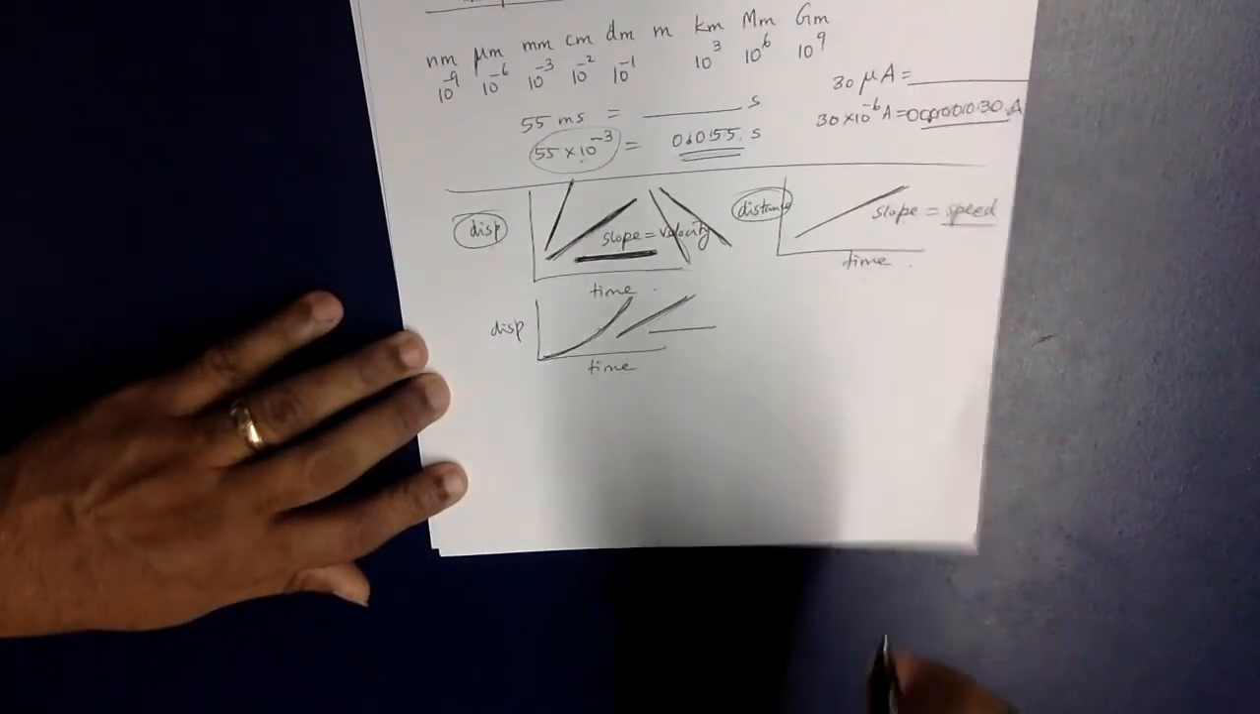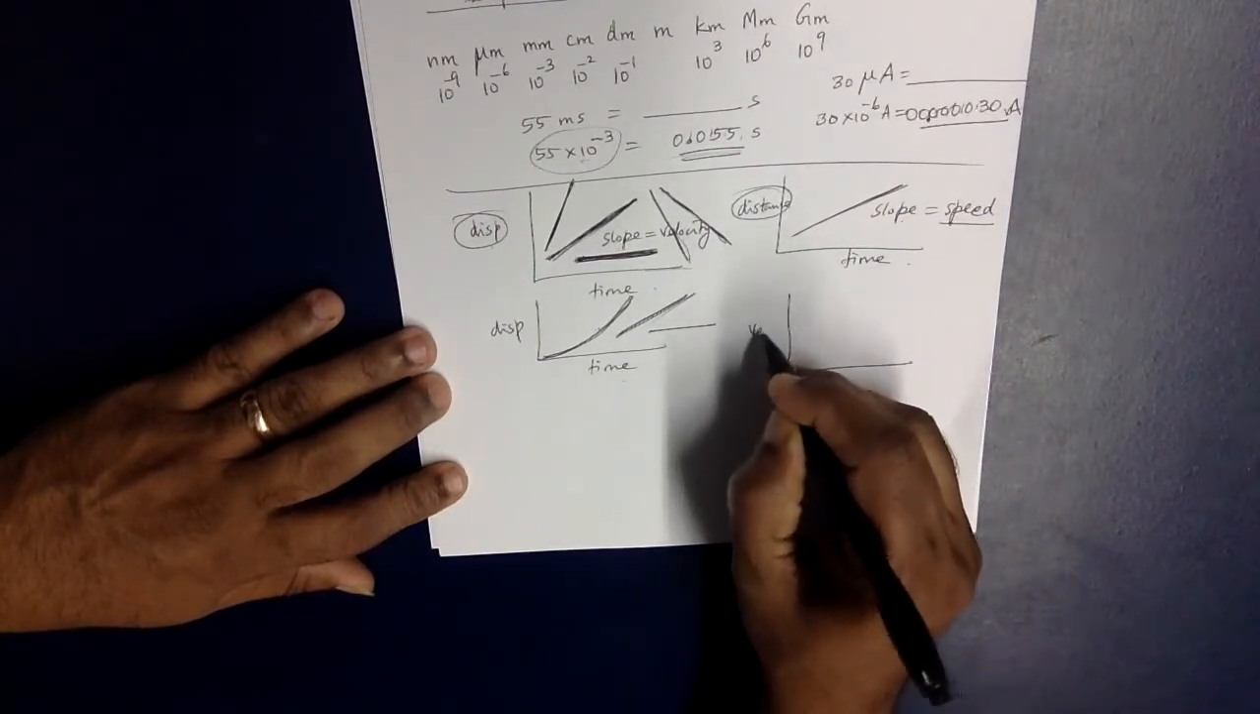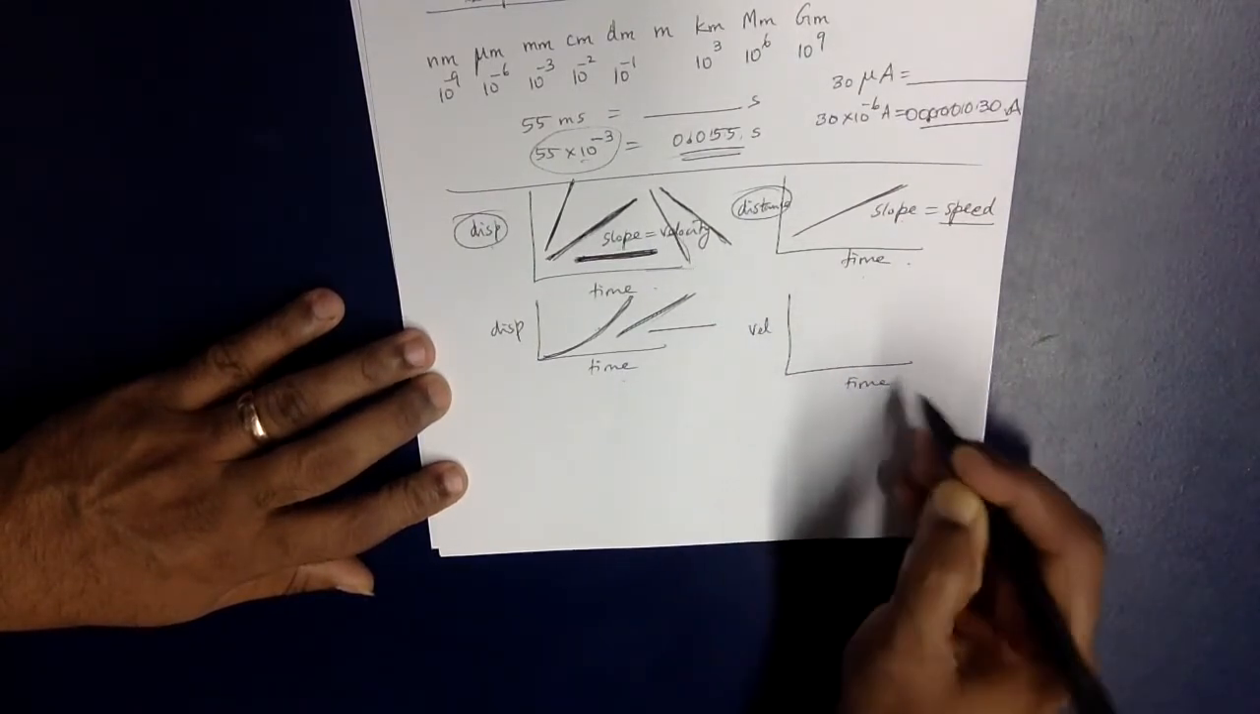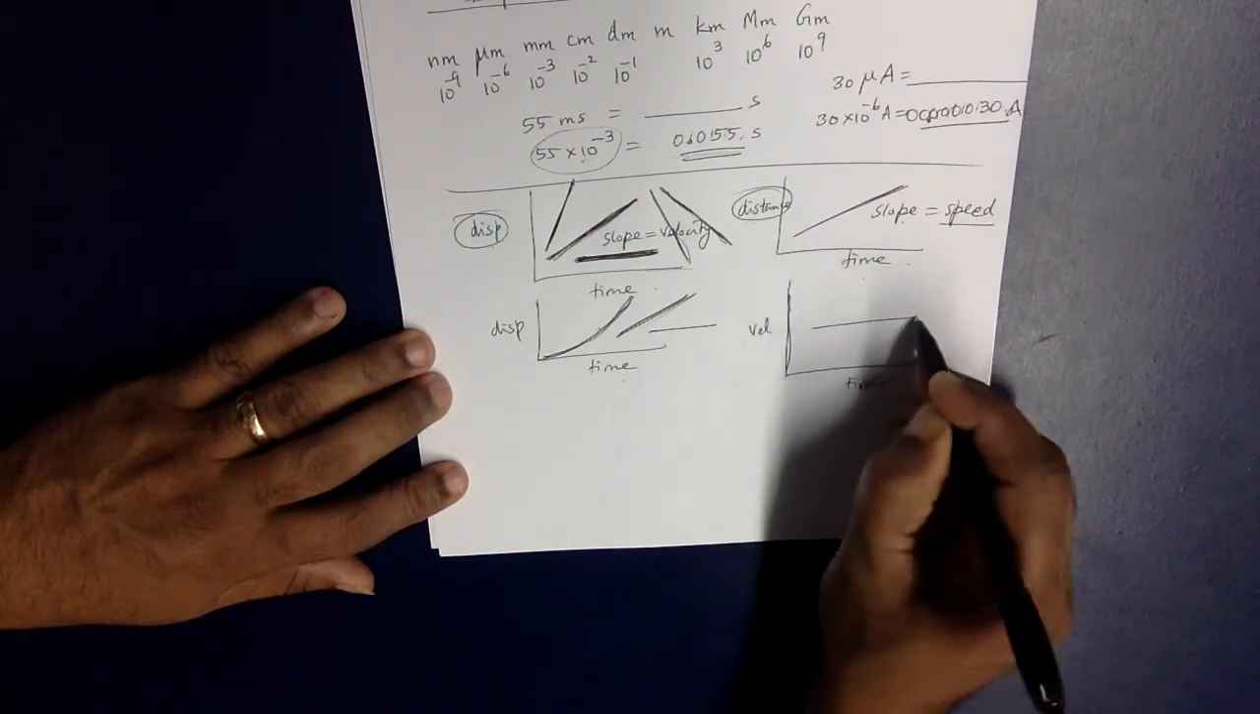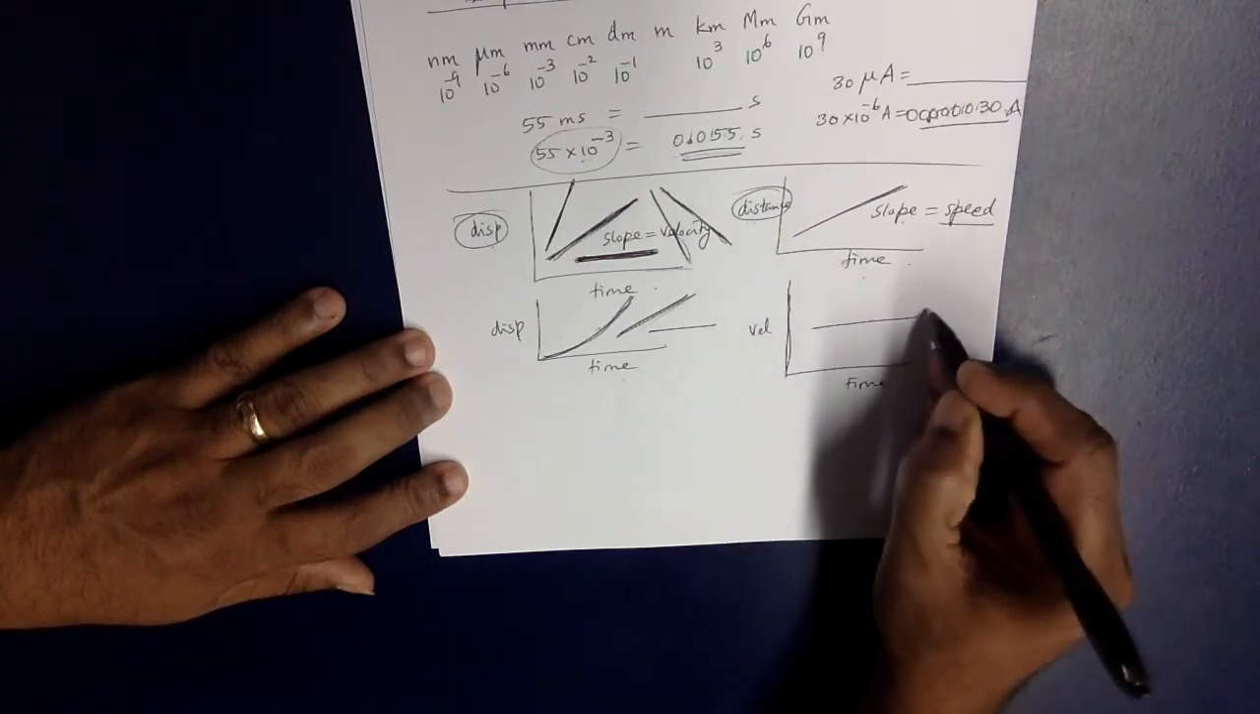Okay, so that is something you should be aware of. Then if you have a velocity time graph, if a line is horizontal, that means it is constant velocity.